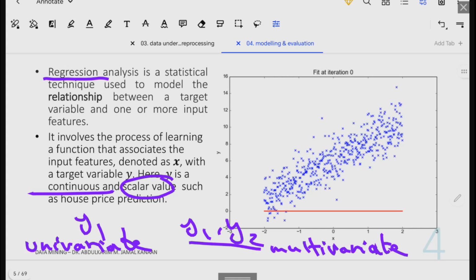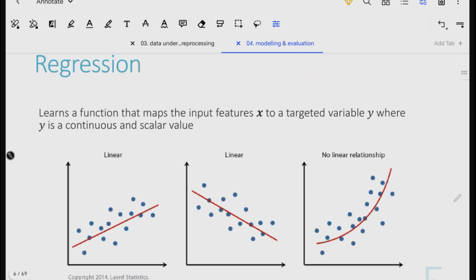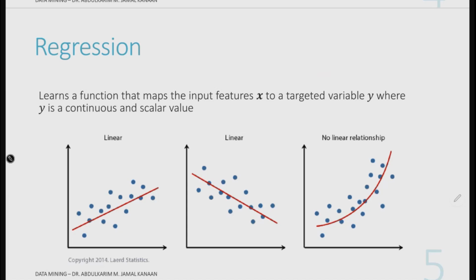Okay, so in this case, I'm talking about regression again. This is for regression. How about classification? Yes, it's also possible. We're going to find out what they call them. They don't call them univariate. They call them a different name. Okay. So regression learns a function that maps the input, we are repeating the same thing.